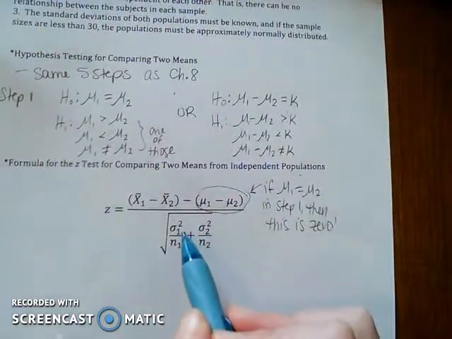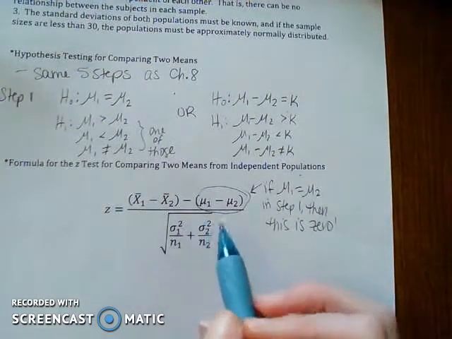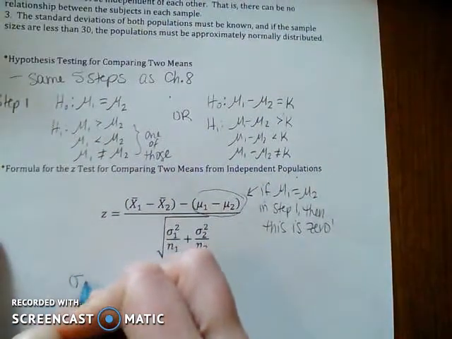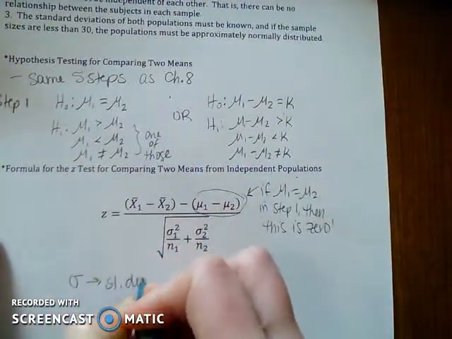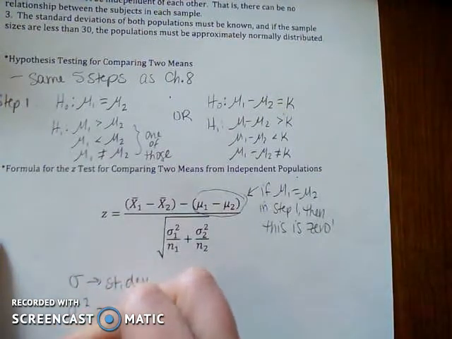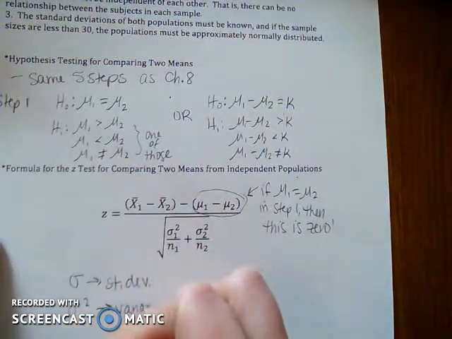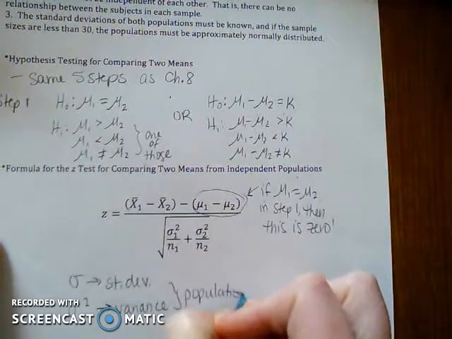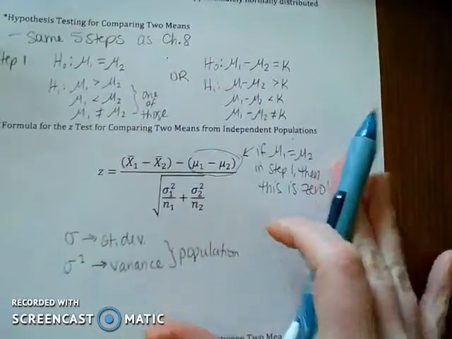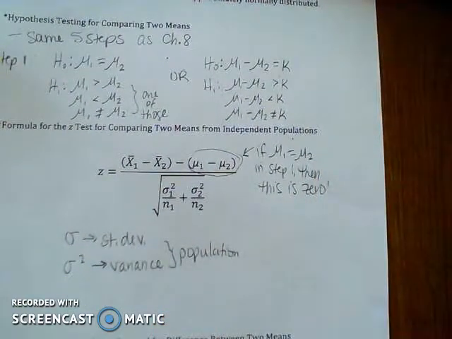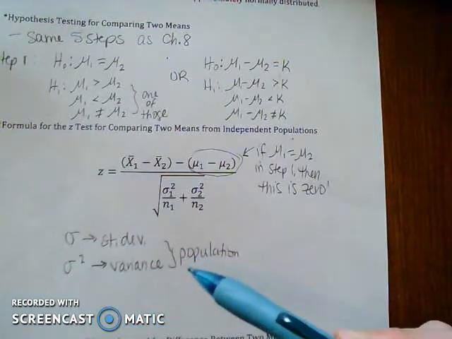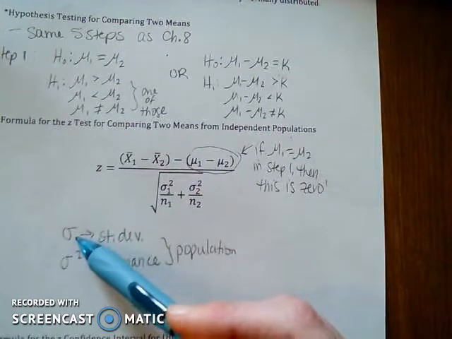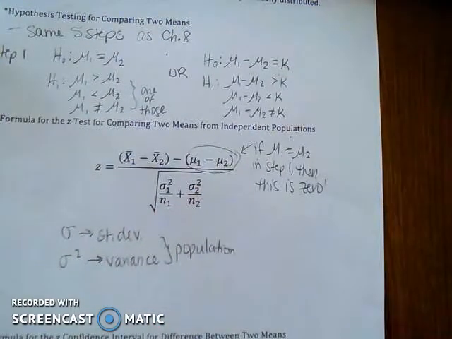All right, the other thing that's different is now we have a square root in the denominator, and we have sigma 1 squared plus sigma 2 squared. So if you remember, sigma is standard deviation. Sigma squared is your variance. This is both for population. So they're going to try to trick you, and if they give you variance, you don't have to square it. All right, so if the problem says the variance is 10, then you're going to put 10 here, not 10 squared. If they give you the standard deviation, then you do need to square it. So just look out for that.